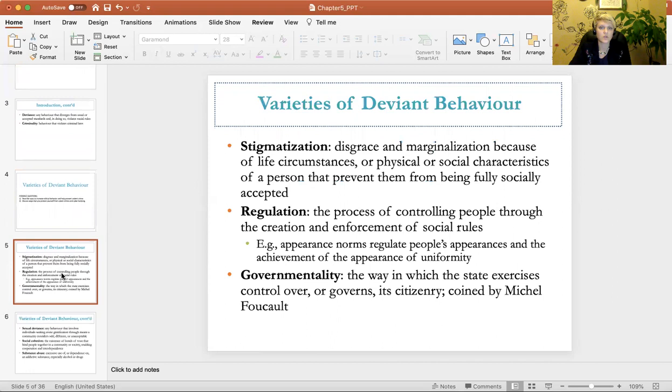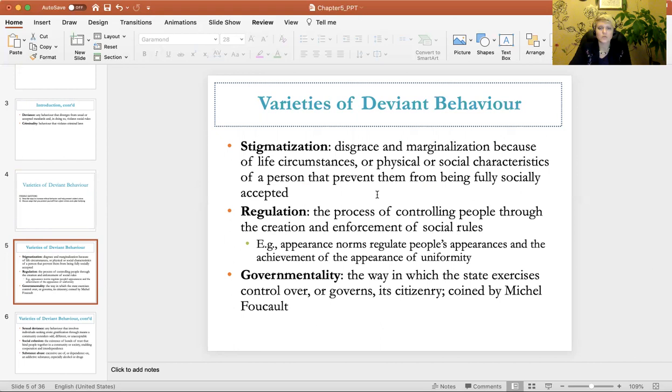So if we think about the different types of deviant behavior, one key term which we encountered last week already is stigmatization, which essentially is a practice of disgracing or marginalizing people or peoples based on their particular circumstances or physical and social characteristics that result from those life circumstances, so that the person is not fully accepted into the social norms. Again, think of all this as contingent and very much culturally structured. And when we think about regulating people's behavior, we're talking about enforcement of social rules.